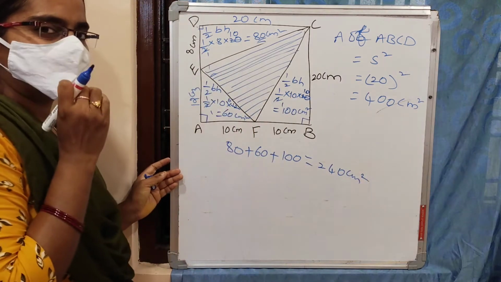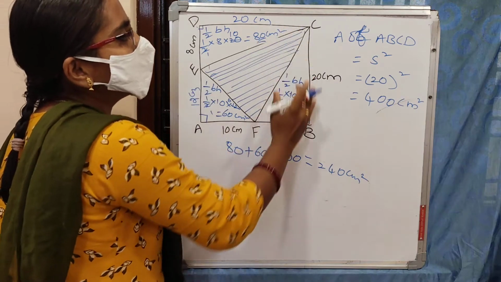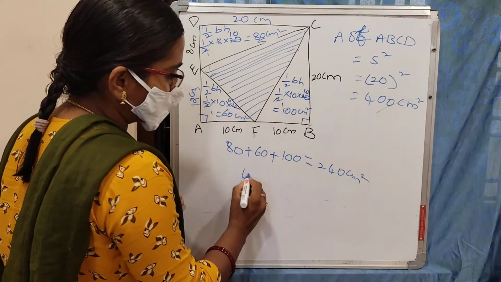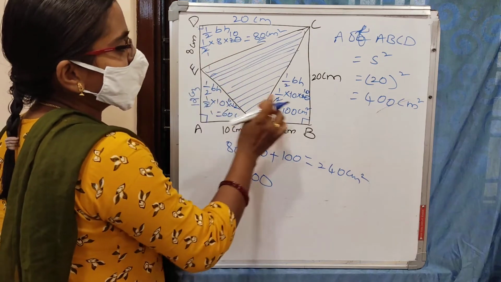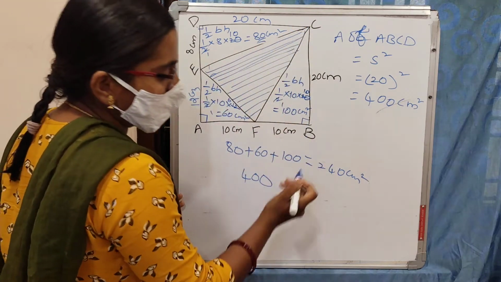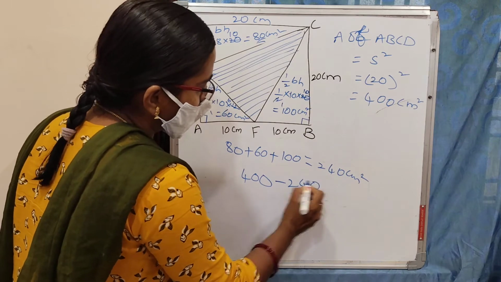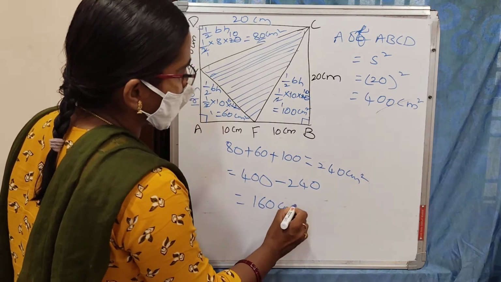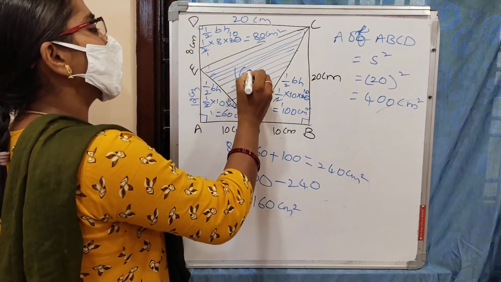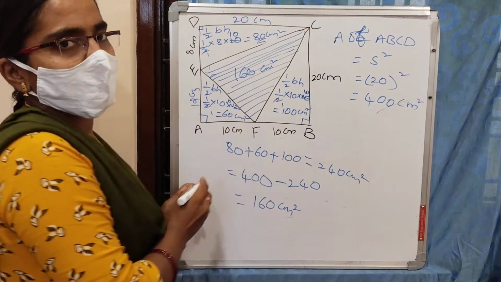These three triangles' area is 240, but total square area is 400. So from this total area, if you subtract these three parts, you will get this part only, no? So subtract 240. 400 minus 240 is 160 centimeter square. So this is the area of triangle EFC.